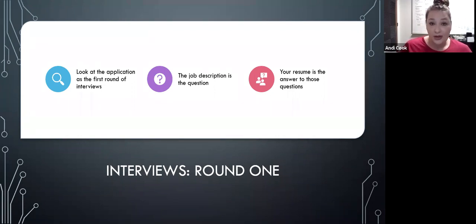Interviews, round one. If you look at your job description and your resume and you consider the application process round one of interviews, which is what I teach, then you look at that job description as the questions and your resume as the answer to the questions. So going through the bullet points, you would say, what is your experience with this bullet point? How did you accomplish this bullet point? What did you achieve regarding this bullet point? Really break that down into questions, and then go to your resume and see, does it directly answer the questions?